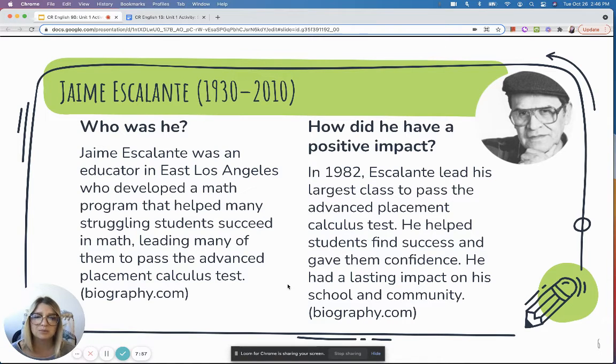How do you have a positive impact? Well, in 1982, Escalante led his largest class to pass the Advanced Placement Calculus test. He helped students find success and gave them confidence, and he had a lasting impact on his school and community.